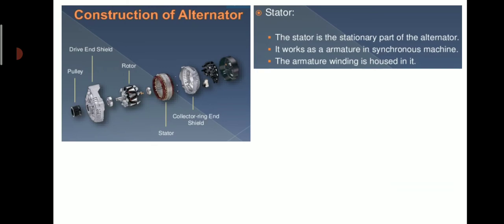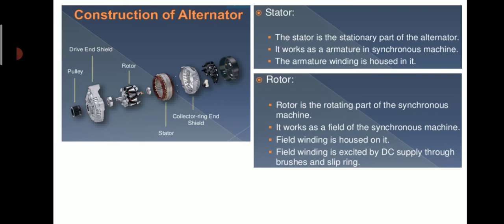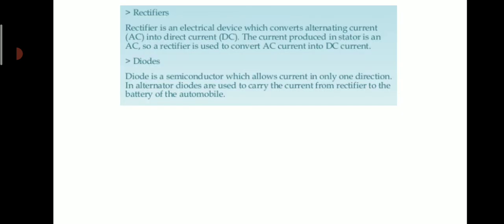Stator. The stator is the stationary part of the alternator. It works as the armature in a synchronous machine. The armature winding is housed in it. Rotor. The rotor is the rotating part of the synchronous machine. It works as the field of the synchronous machine. Field winding is housed on it. The field winding is excited by a DC supply through the brushes and slip ring.